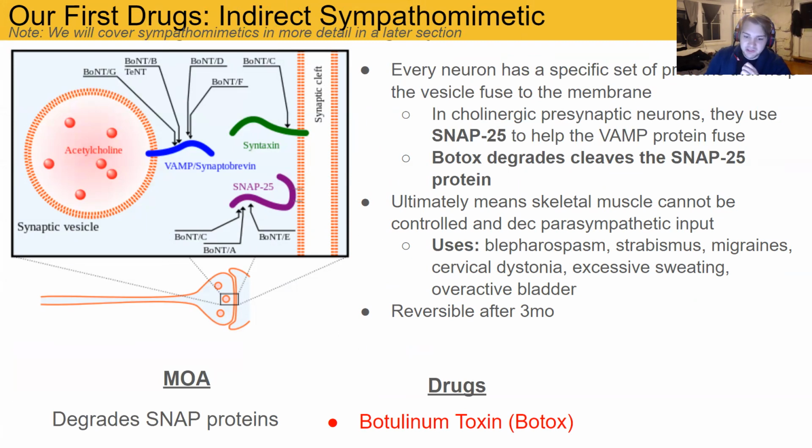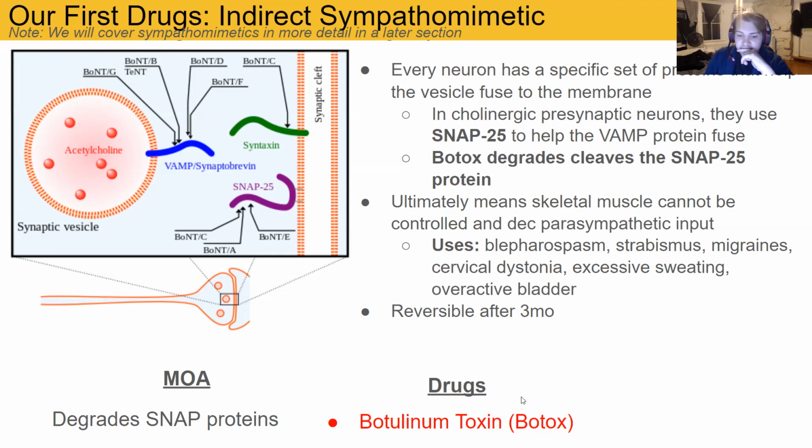Our first drug that we're going to talk about here is Botox, which was kind of interesting to me going through the course, that the first thing we would talk about is something that I felt like I knew a lot about, but truly I knew almost nothing. Botox is a toxin from the botulinum bacteria.